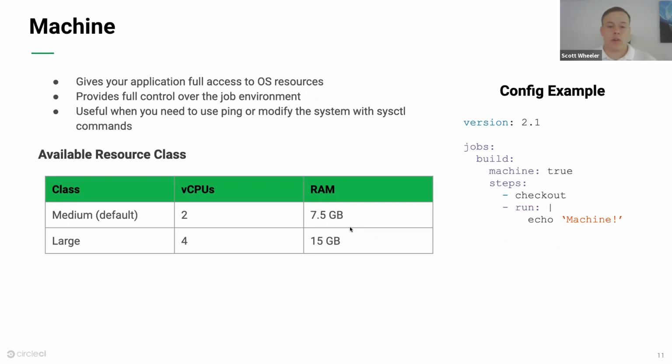The machine executor is also VM-based. It runs, by default, an Ubuntu-based VM to provide application isolation, as well as access to privileged Docker commands. There are 2 resource classes available to use with the machine executor. It's medium and large. The config example on the right will spin up a machine image, check out any code in the repository, and echo machine into the build output window.